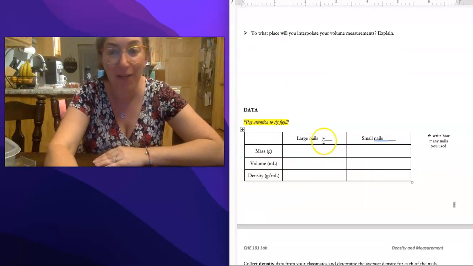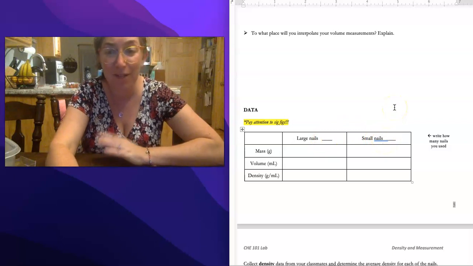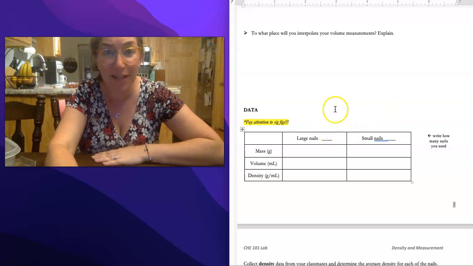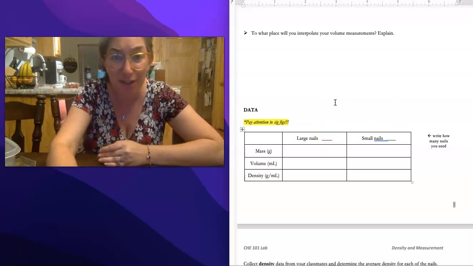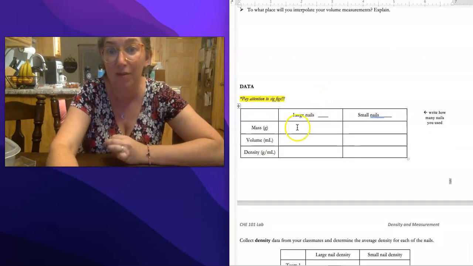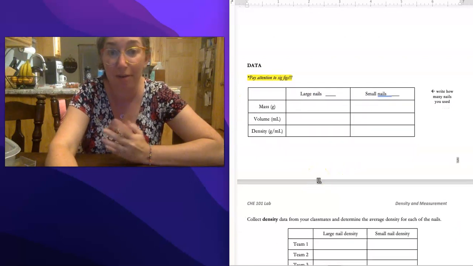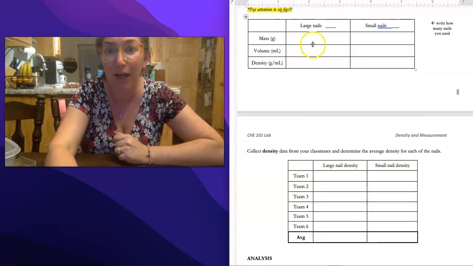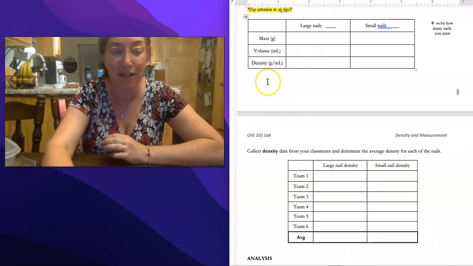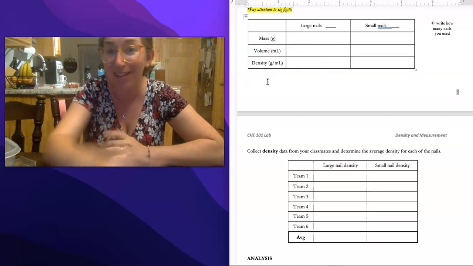Do record how many large nails and how many small nails you chose to use. It doesn't matter if different people use different numbers, okay? The density, remember, is an intrinsic property, so no matter how many nails you use, the density measurements should come out the same. So your mass and volume measurements will be different, but your density measurements should come out roughly the same, with error being more in your technique than in the actual differences between the nails.